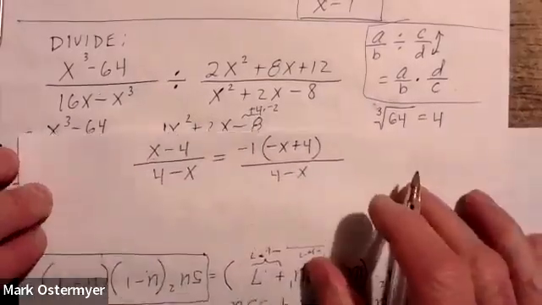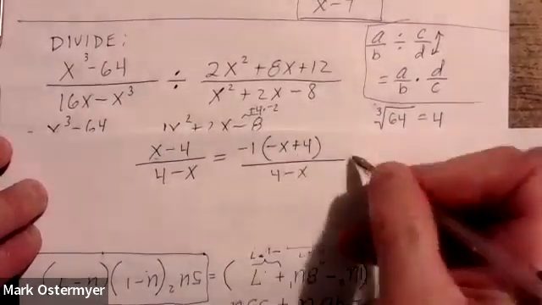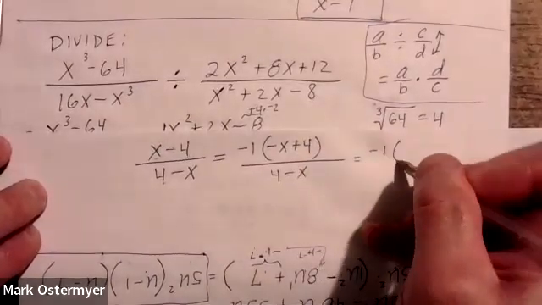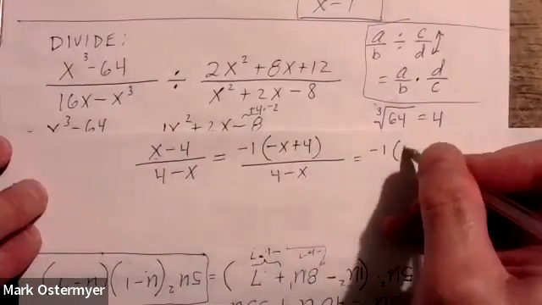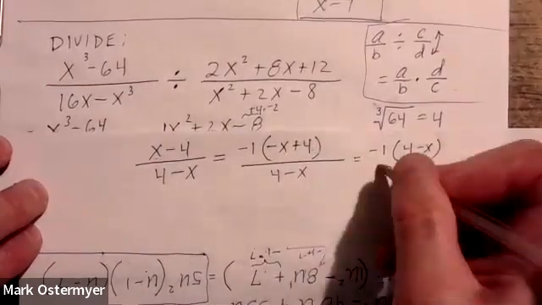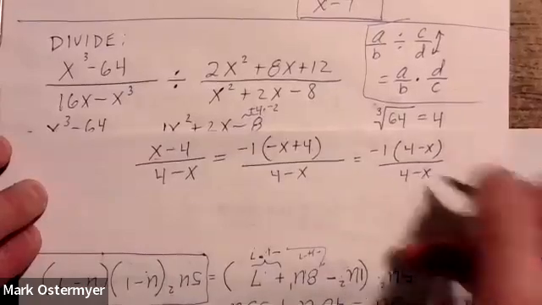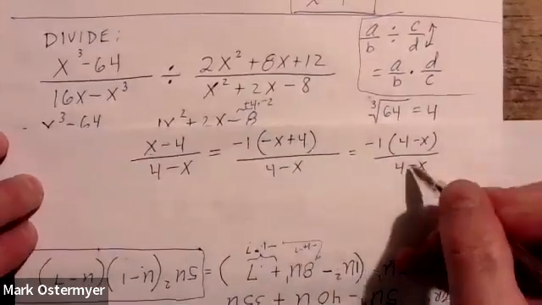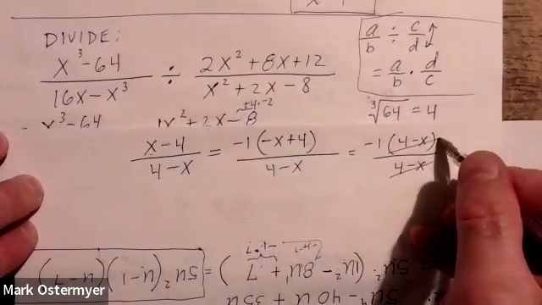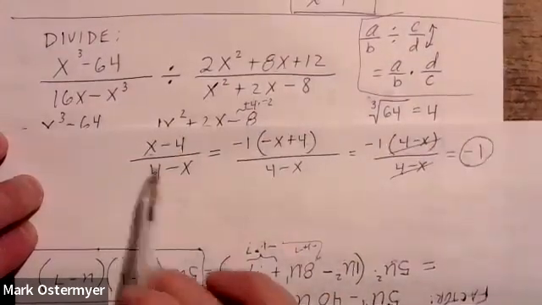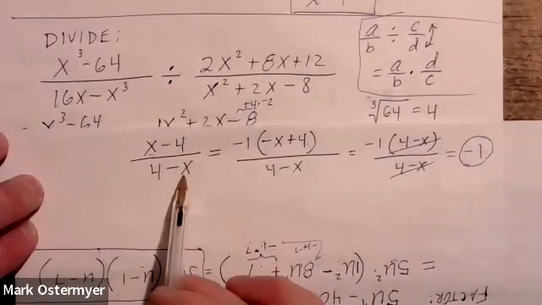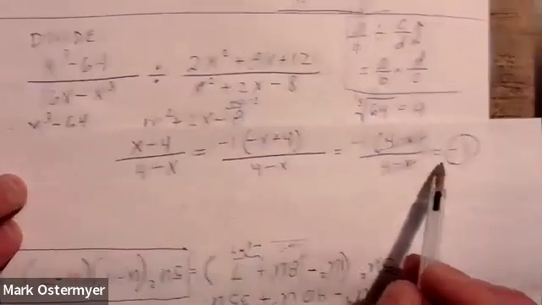But wait a minute. Something looks familiar now. In fact, it looks like this -x plus 4. If I spin these terms around, I will now have 4 minus x. Well, that's the same as the 4 minus x in my denominator. And what happens to my 4 minus x's? They reduce out. So you know what this reduces down to? -1. So x minus 4 divided by 4 minus x reduces down to -1.